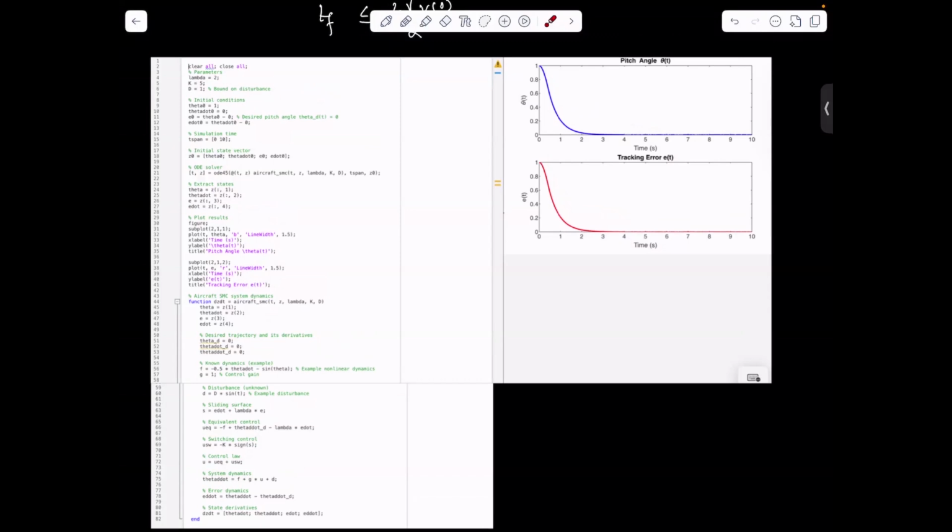In the next lecture, we'll have a different model of the longitudinal dynamics and how we can design the sliding mode control, finite time sliding mode control. We'll give the full details.